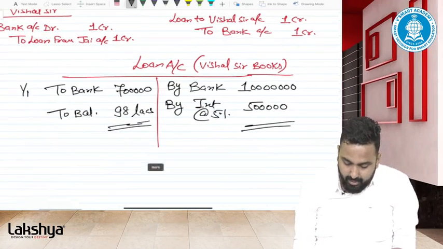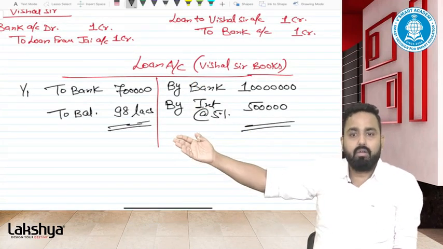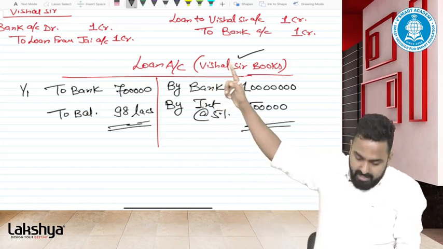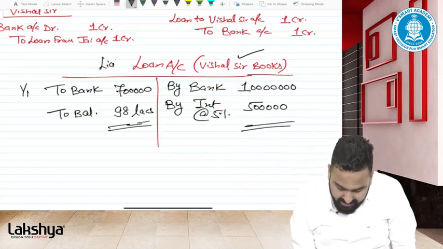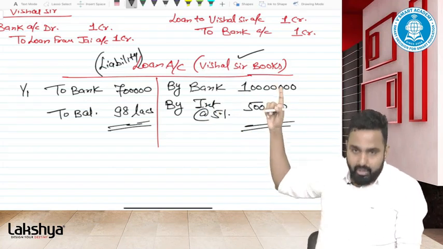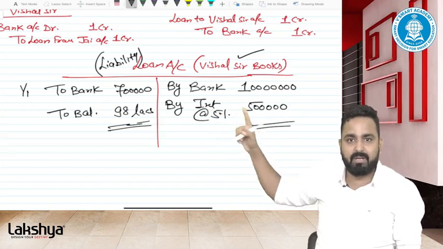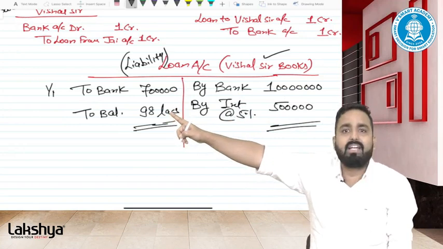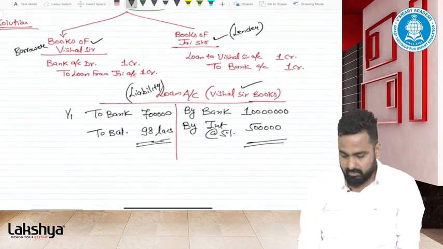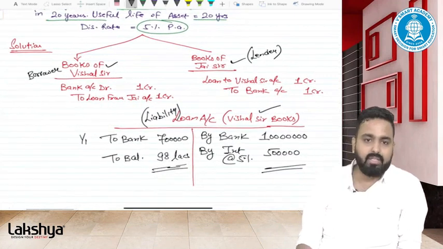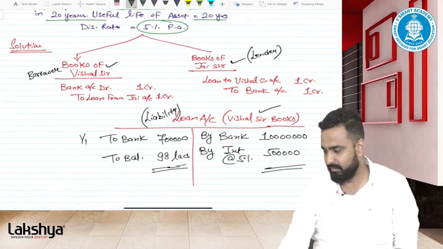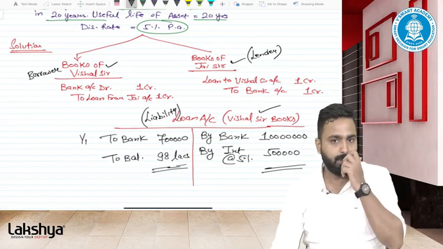Now simply, the loan account is to be prepared in the books of Vishal sir or in the books of Jay sir. In the books of Vishal sir, this is a loan liability. We recorded the loan at 1 crore, we charged interest at 5%, we paid 7 lakh as the repayment, and the remaining value is 28 lakhs. Simple. This is the simple example we have. I think anyone can understand, even a CA foundation student. Please take a screenshot or write this.